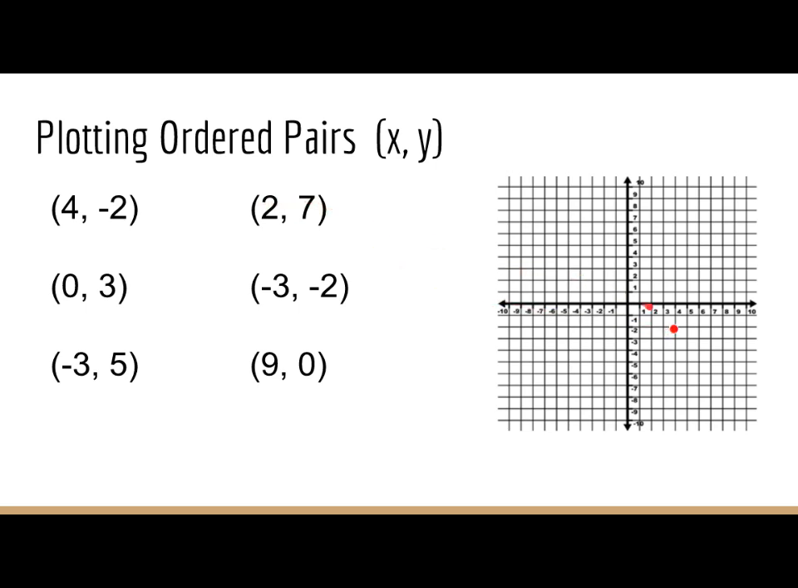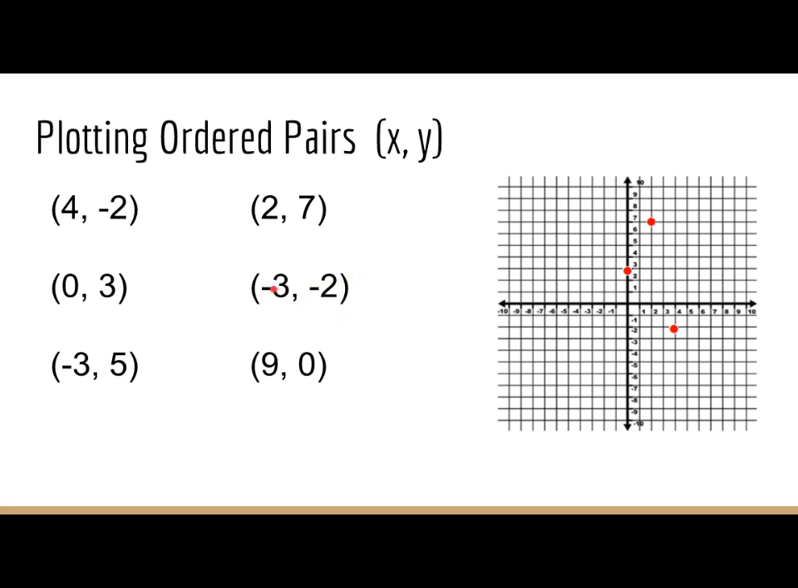(2, 7), same idea. We're going to start at the origin. We're going to go over 1, 2 to 2nd Street, up to 7th Avenue. And there's our point. (0, 3) is kind of a different one because we're going to start at 0 and we're not going left or right at all. We're staying on this main drag here. We're staying on 0 Avenue or 0 Street. And so we're not moving left or right. We're staying right at 0 and we're going up to 3. So it shows up right there.